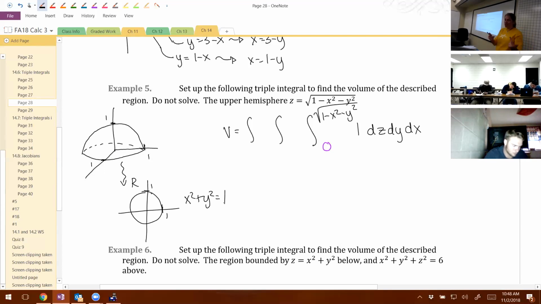Or again, if we didn't do it that way, we can still go back to this equation, let z equal 0, and then go through and solve that. We're going to get the same equation there. We're just saying when does this surface intersect the xy plane? So whether you know it's a circle or not, that's good.